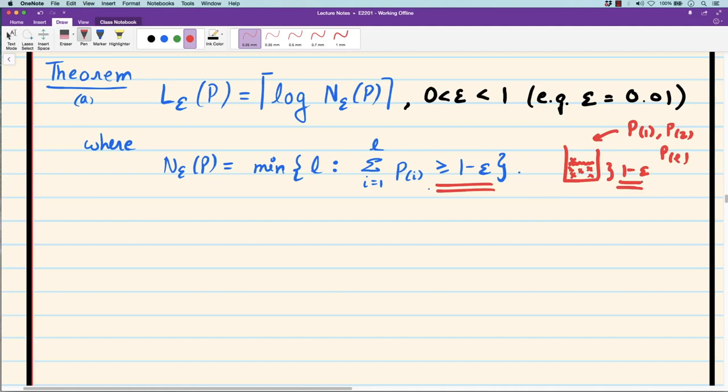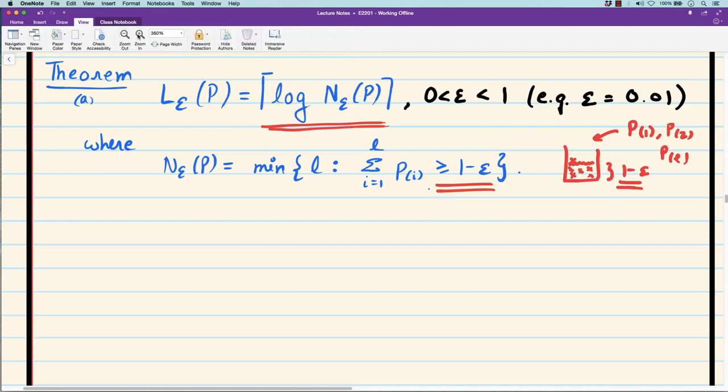That's what this n epsilon p is. Minimum number of symbols that you require to cross that 1 minus epsilon probability. So you will take all these symbols, you will look at the set of these symbols and just look at the number of bits required to represent just these symbols. That's what this log of n epsilon p, the ceiling, is. And you'll ignore all the other symbols. And the claim is that this is optimal, this L epsilon p equals this. So we will now try to prove this claim.